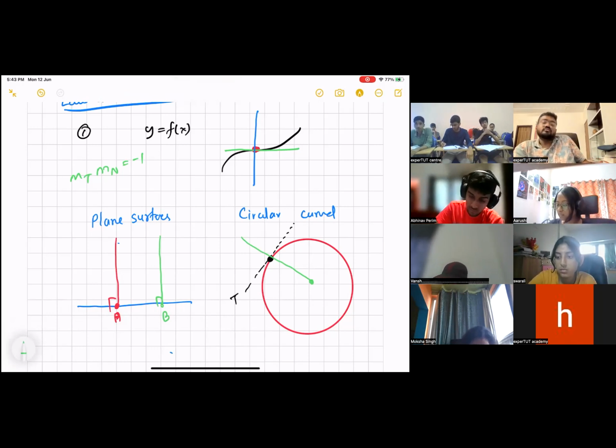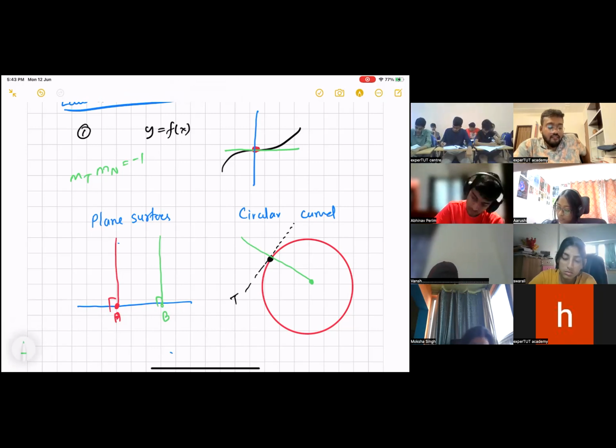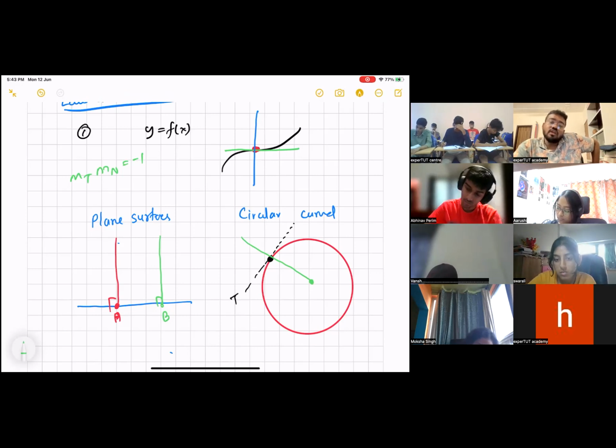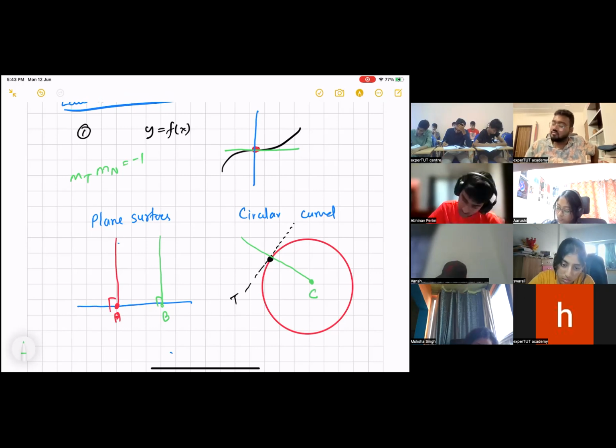The radius connects. You write it. It may seem obvious now. When you're solving numericals, it won't be. So write this. In a circle, the radius is the normal, and radius passes through the center of the circle. This is the center of the circle. So this is how normal is defined.